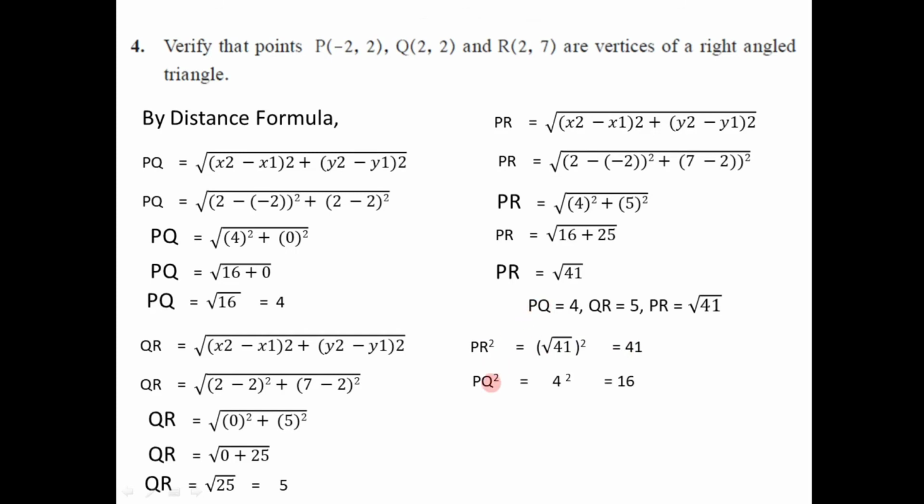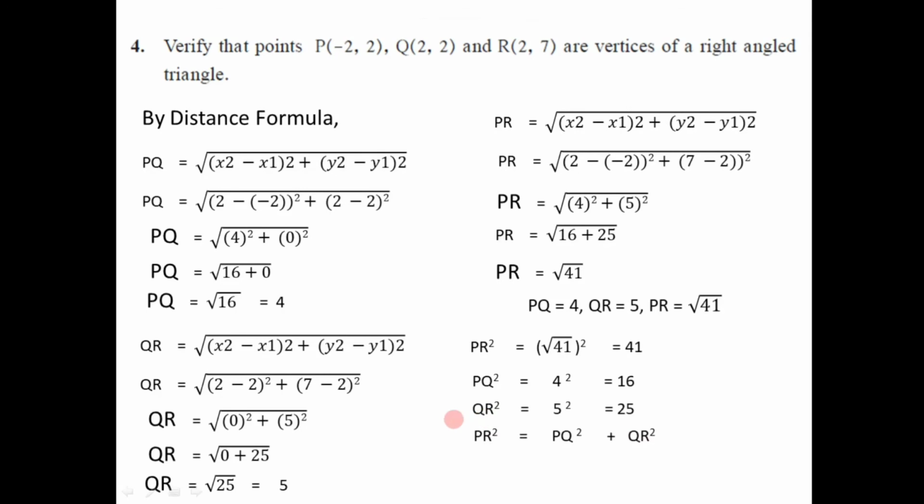Second segment is PQ. PQ square is equal to 4 square, that is equal to 16. And QR, that is 5. So QR square is equal to 5 square is equal to 25. Now we have the relation between these three, 25, 16 and 41. That is if we add 16 plus 25, that is equal to 41. That is we have PR square is equal to PQ square plus QR square.